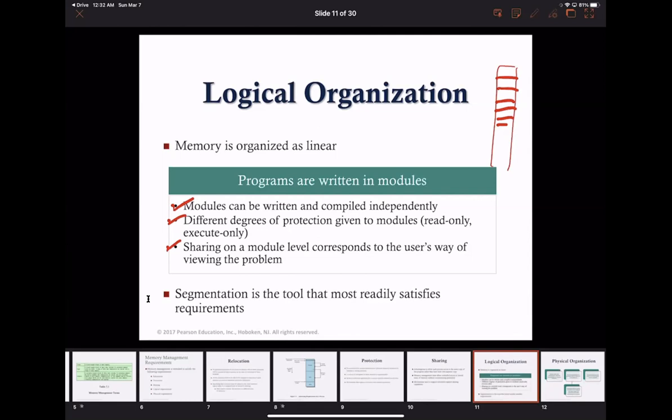So when we refer to logical organization of the memory, we're just referring to a one-dimensional array in which all the frames are listed in sequence. Each frame in the main memory has a physical memory address, and each program or pseudocode will have a logical address.